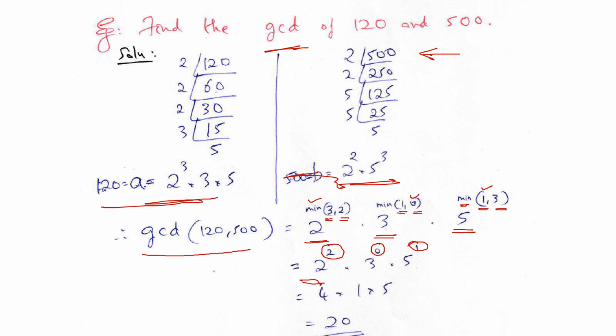So 2 to the power 2 is 4. Then 3 to the power 0 is 1. And 5 to the power 1 is 5. So you get the final answer as, you see, that is 20. So this is the answer. Okay, this is how we find out GCD in a very easy manner. We have solved this in the notes, but still I am explaining here for your understanding.